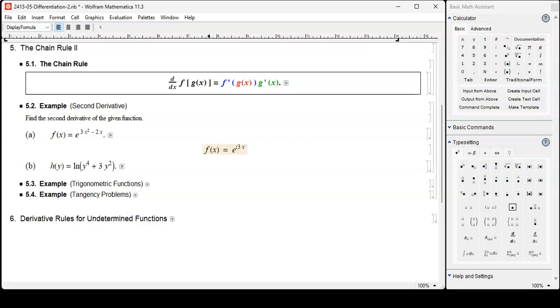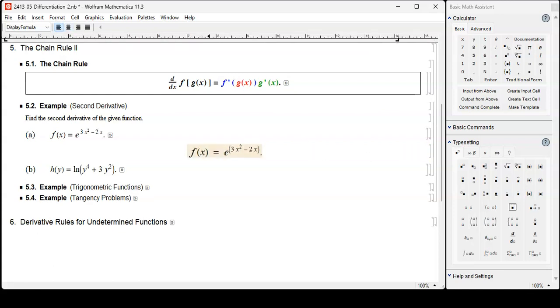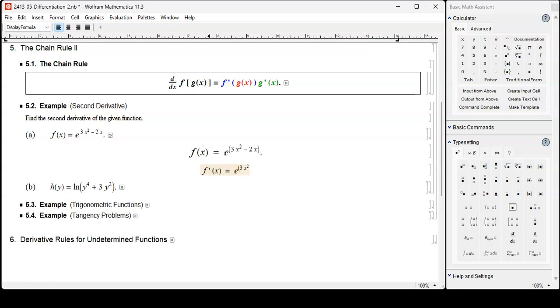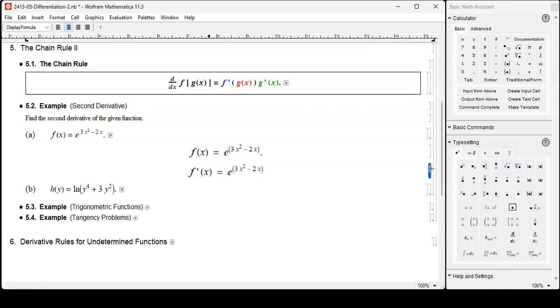Exponential of 3x squared minus 2x. Let's expand the font. That's the original function. And let's take the derivative. Exponential functions stay the same. Oh, I want bigger font. And then inside also stay the same. And then we have to multiply the derivative of the inside. 6x minus 2. That's the derivative of the inside.